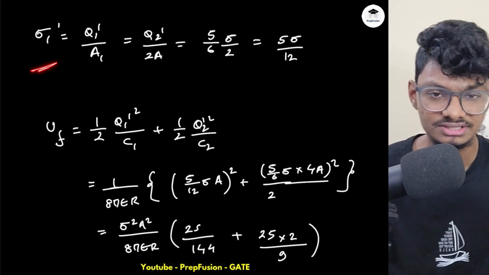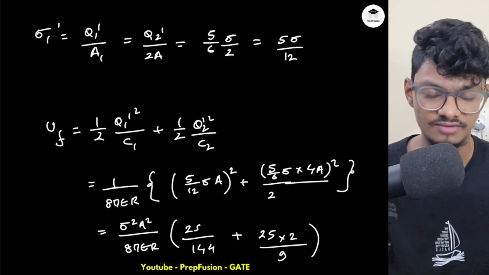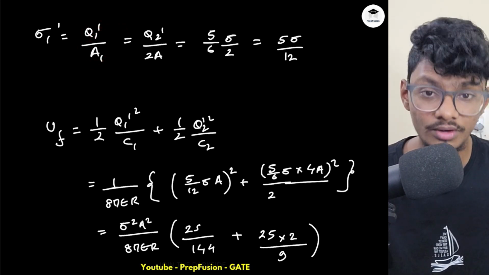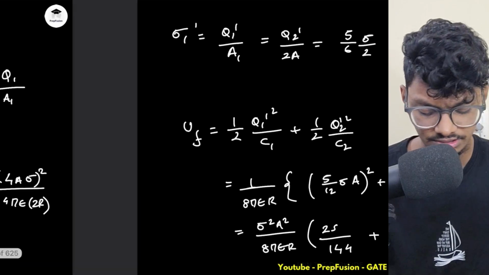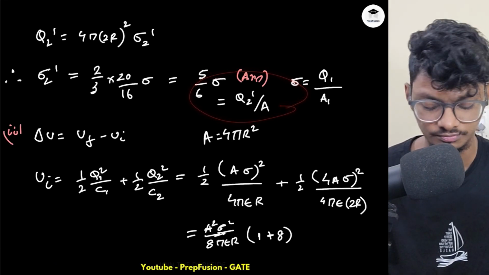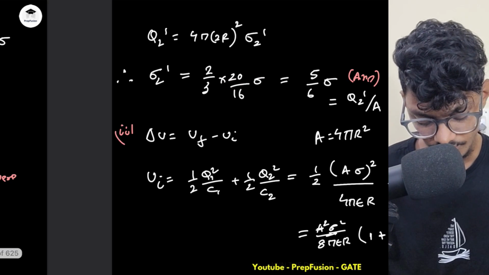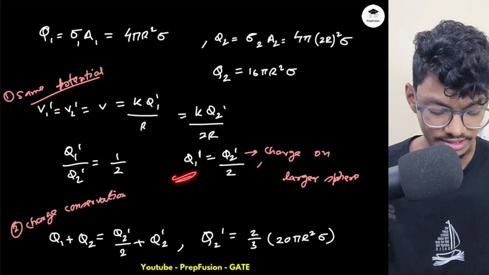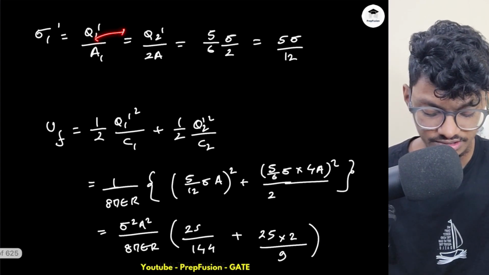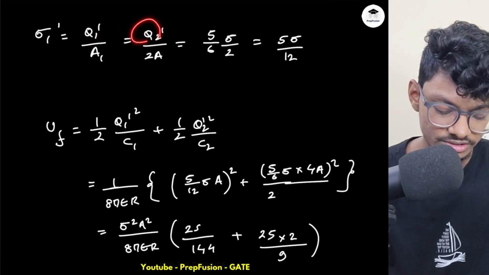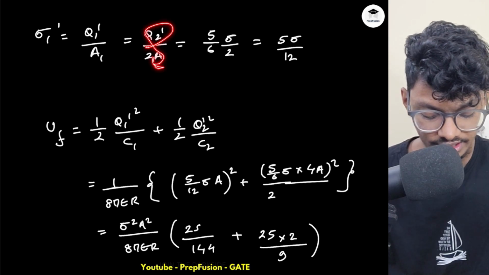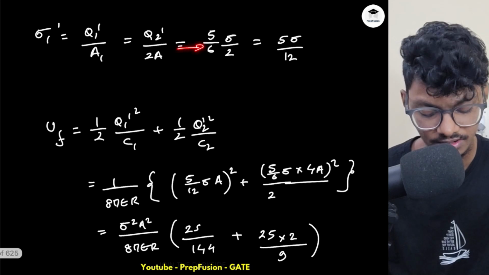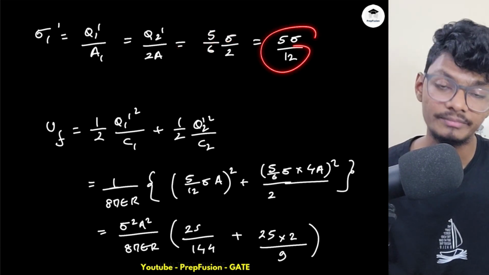Now sigma 1 dash, that is sigma 1 after they are connected with the wire, will be q1 dash divided by a1, right? So q1 dash has changed. What is q1 dash equal to? Q1 dash equals q2 dash divided by 2, that is what I have written over here, q2 dash divided by 2. Here we have derived it from the same potential concept. We have derived q1 dash equals q2 dash divided by 2. So just replace q1 dash with q2 dash divided by 2, which is equal to what? q2 dash by a is simply this thing, sigma 2 dash. Sigma 2 dash is 5 by 6 sigma, and exactly that is what is written, 5 by 6 sigma. So this will become 5 by 12 sigma.